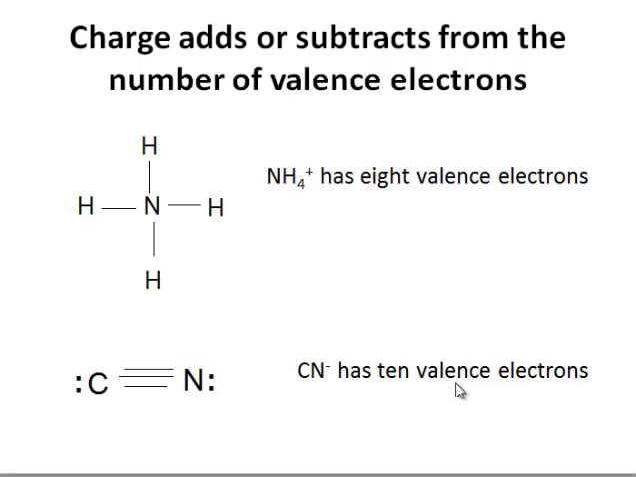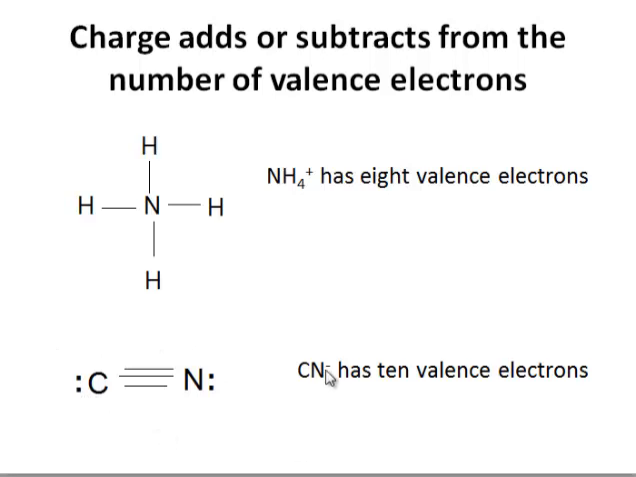The only way to draw a Lewis structure that satisfies the octet rule for both atoms with 10 valence electrons is this. Carbon has 2, 4, 6, 8 through sharing. Nitrogen has 2, 4, 6, 8 through sharing. The total number of electrons in the picture is 2, 4, 6, 8, 10. So this is a correct Lewis structure for CN minus.